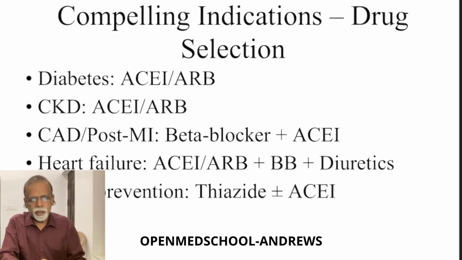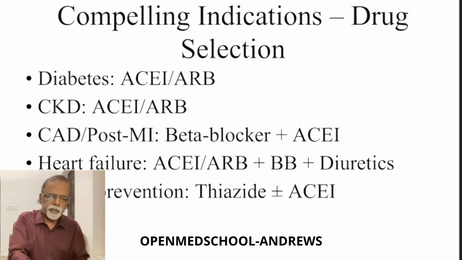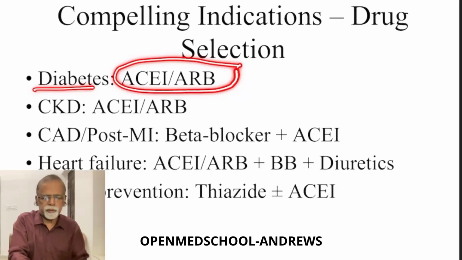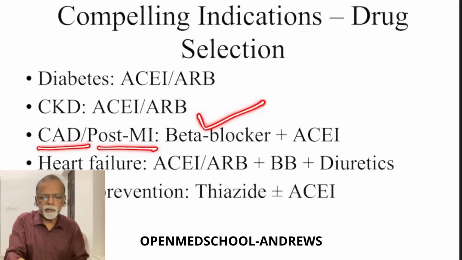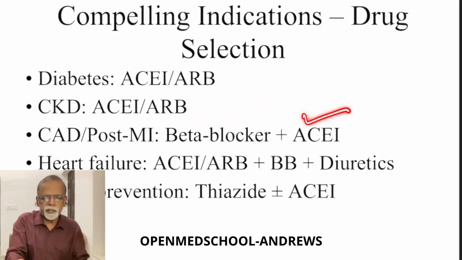Then we should remember the compelling indications for treatment. If a patient is diabetic, go for an ACE inhibitor or ARB because of the renal protection. In CKD, again an ACE inhibitor or ARB. Somebody with coronary disease, post myocardial infarction, beta blockers can be given. If there is cardiac failure, you can give ACE inhibitor, diuretics, beta blocker. For stroke prevention, thiazides and ACE inhibitors.